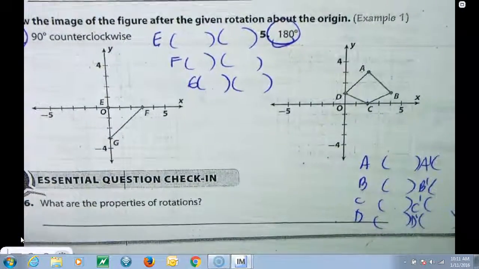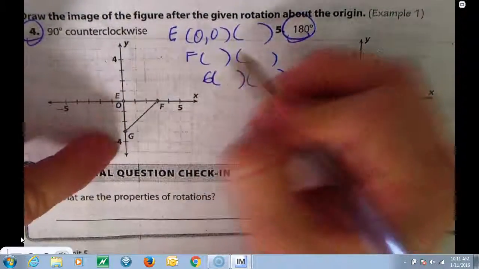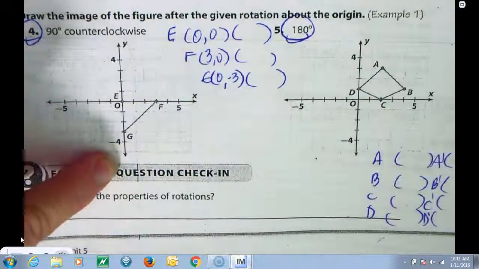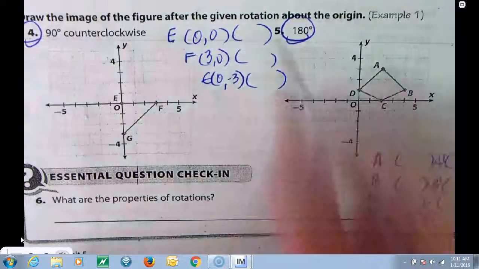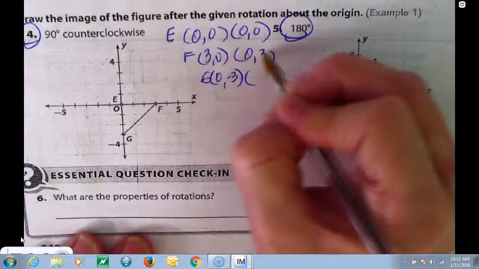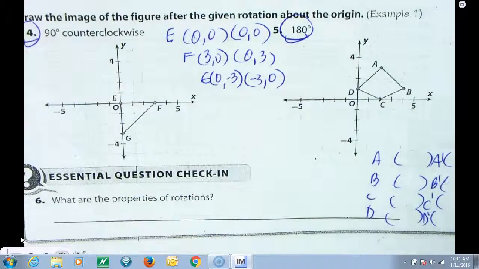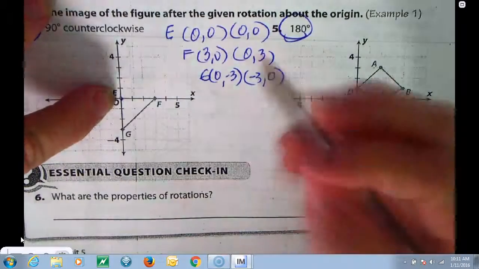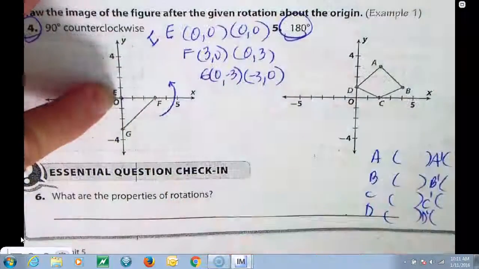Okay, let's check number 4. On number 4, E is 0, 0, F is 3, 0, and G is 0, negative 3. Okay? On a 90 degree, you flip the numbers. Well, 0, 0 doesn't matter. 0, 3, negative 3, 0. But now we have to look at it: we're doing 90-degree counterclockwise, so I'm going to end up in quadrant 1.